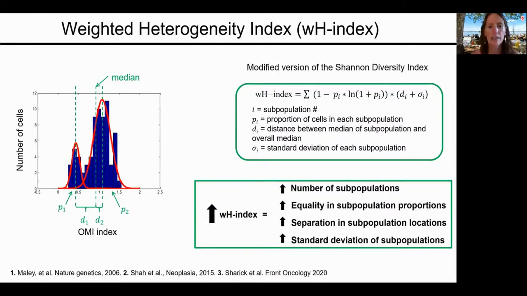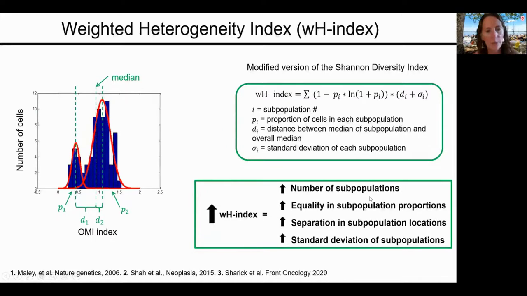So the heterogeneity index is something we developed to try to understand the single cell metabolic response that we were observing in our patient-derived samples. And we actually developed this from the Shannon Diversity Index, which is used in information theory. It's used in ecology to understand diversity in an ecosystem. We modified it a little bit so that it could characterize the changes we saw in the samples we were looking at. So really, we're just looking at the number of subpopulations in the sample.